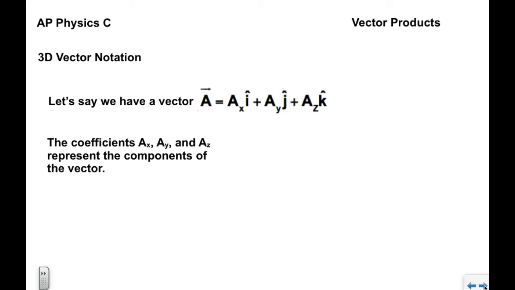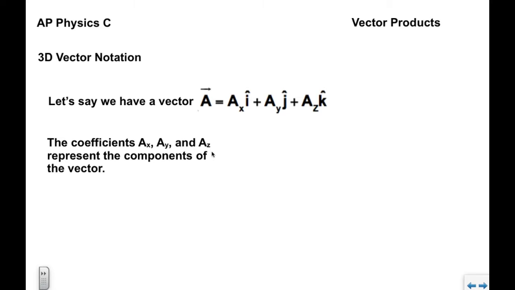Now, in a general sense, let's say we have a vector A. We'll call it a sub x i hat plus a sub y j hat plus a sub z k hat. The coefficients a sub x, a sub y, and a sub z represent the components of the vector.